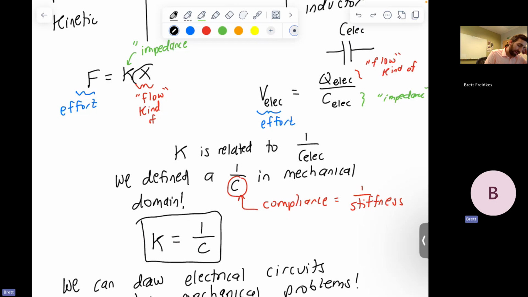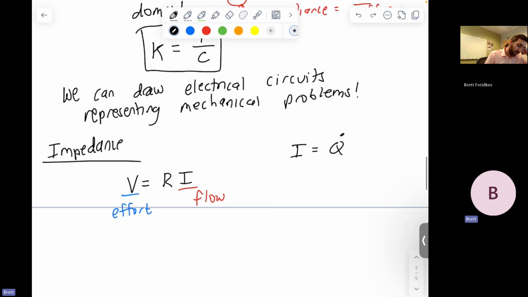Similarly, in the mechanical domain, X is kind of like a flow, while what do you think the actual flow variable is? If the flow variable for the electrical domain is current, which is Q dot, what do you think the flow is in the mechanical domain? That'll be velocity.